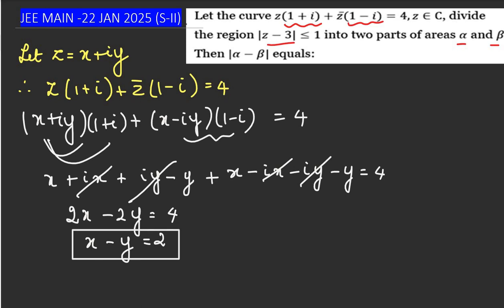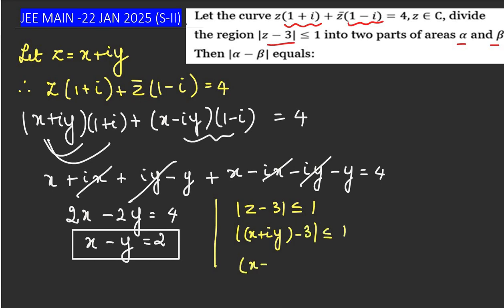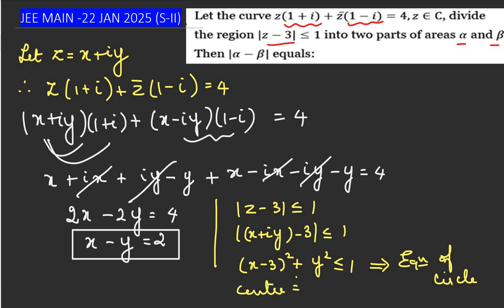Now the next one, given that mod of z − 3 is less than or equal to 1, we know z = x + iy. So mod of x + iy − 3 is less than or equal to 1. The mod value is (x − 3) the whole squared plus y squared is less than or equal to 1. This expression leads to the equation of a circle with the center (3, 0) and radius equal to 1.